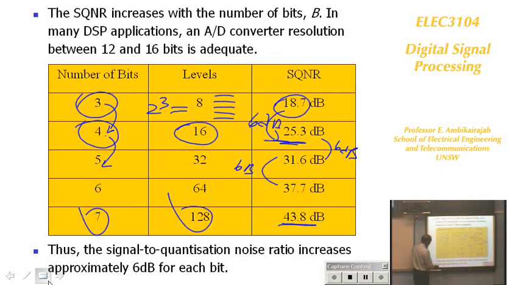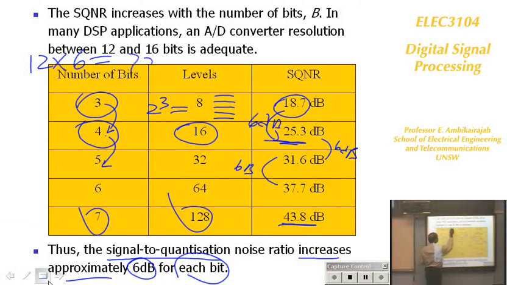So thus, the signal to quantization noise ratio increases approximately 6 dB for each bit, every bit. So if you've got 12 bits in your ADC converter, your signal to quantization noise ratio is 12 times approximately 6, which is about 72 dB. You will get roughly 73.